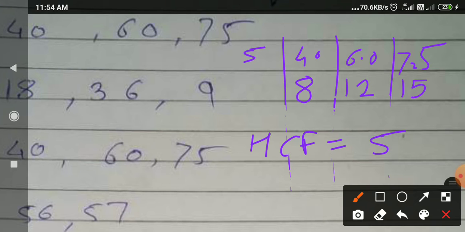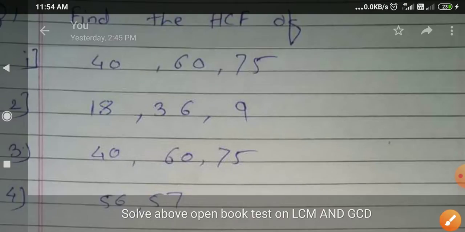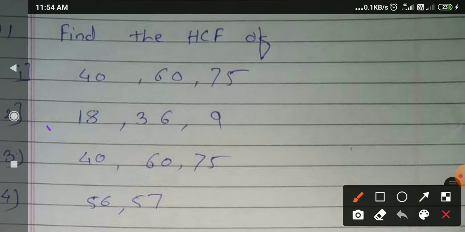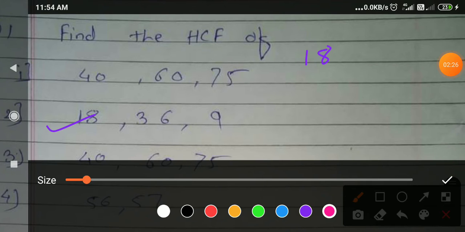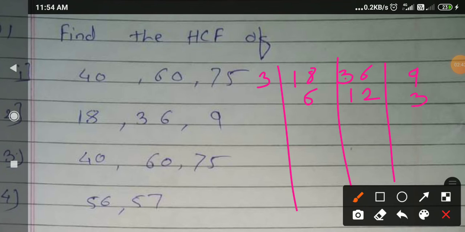Okay, now after this example we will see the next question, that is 18, 36 and 9; we will find out its HCF. Here you will notice that these numbers are all divisible by 3. So 3 6s are 18, 3 1s are 3, 3 2s are 6, 3 3s are 9. Now 6, 12 and 3 are all again divisible by 3. So 3 2s are 6, 3 4s are 12 and 3 1s are 3.